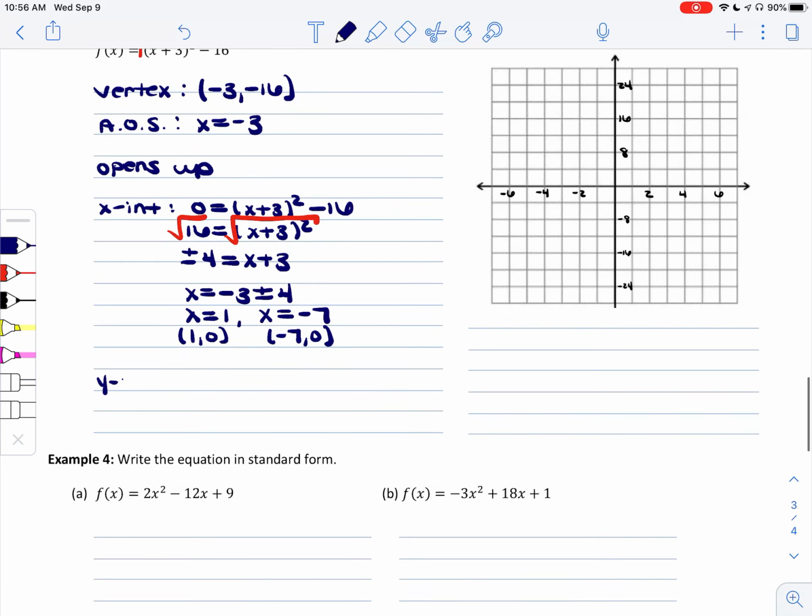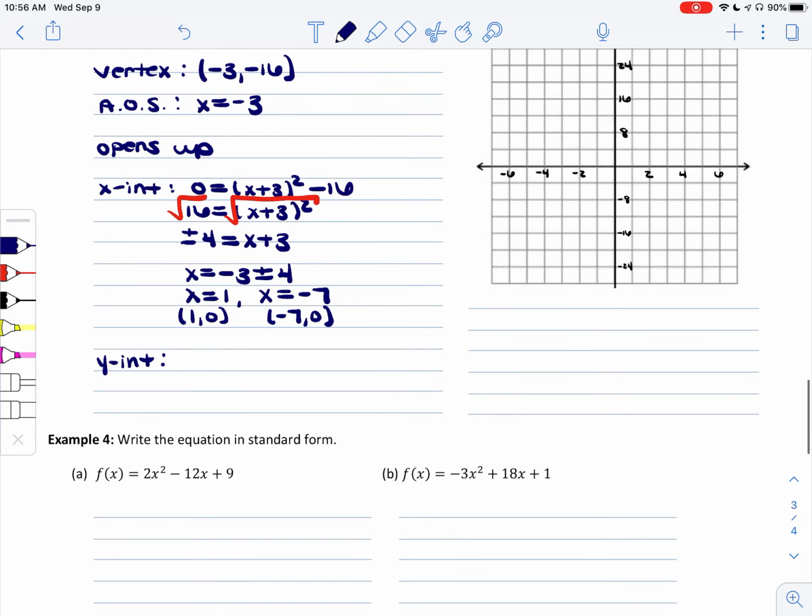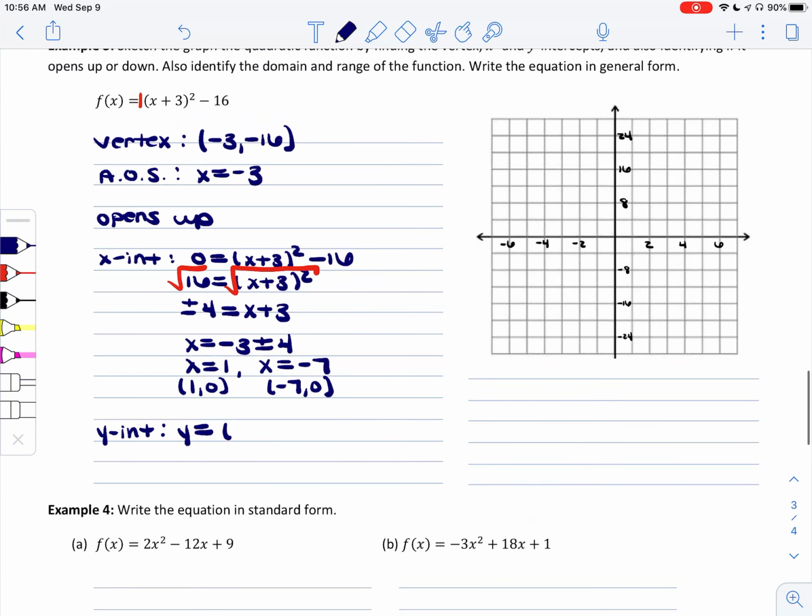All right, then the y-intercept, we don't have a shortcut that we can take when our equation's in vertex form because we don't know what our c value is. So we have to go through the whole process of plugging in 0 for x and solving it out. So we have (0 plus 3) quantity squared minus 16, so plugging the 0 in for x, and then just solve that. So it would be 9 minus 16, which would be a -7. So our y-intercept is at (0, -7).